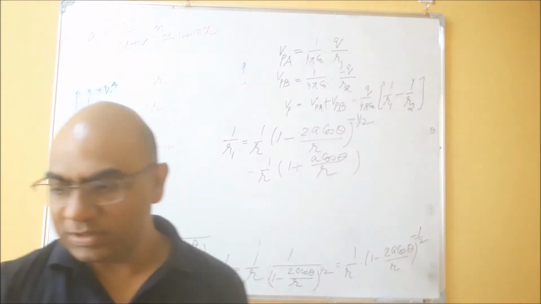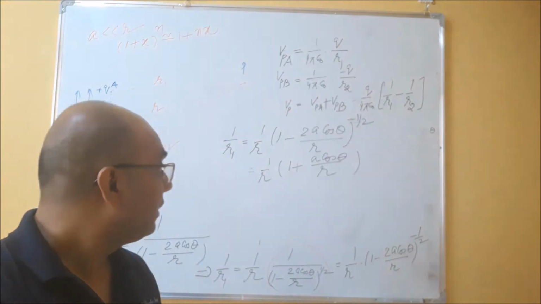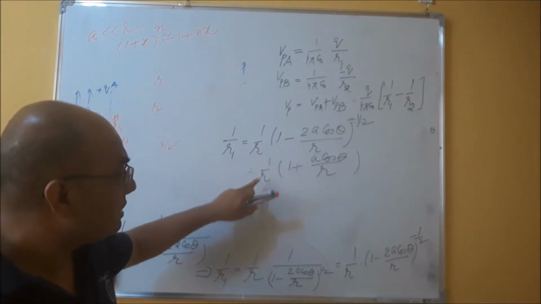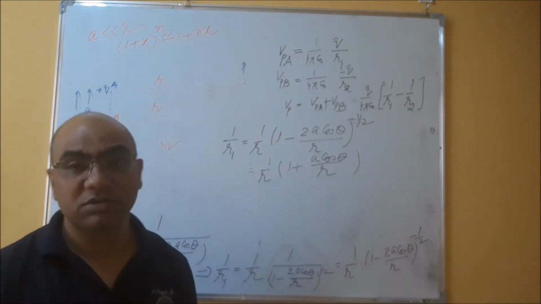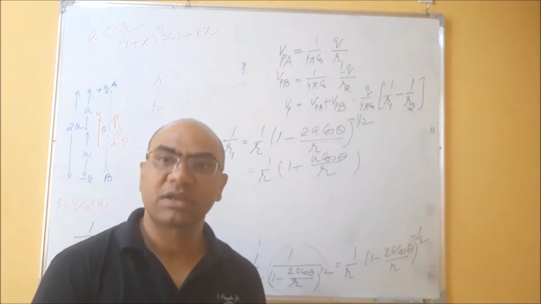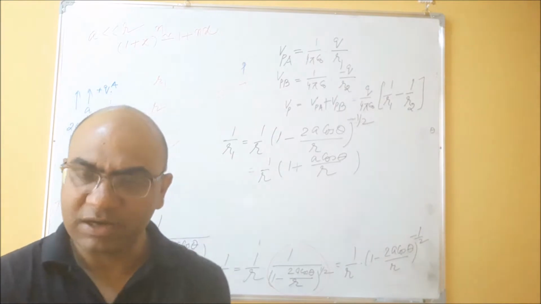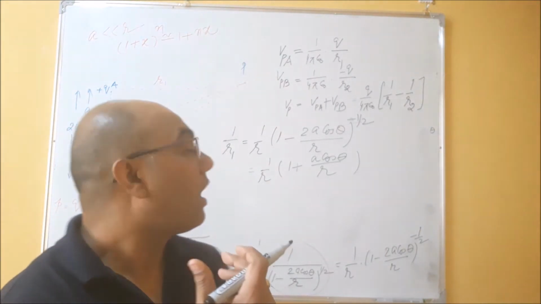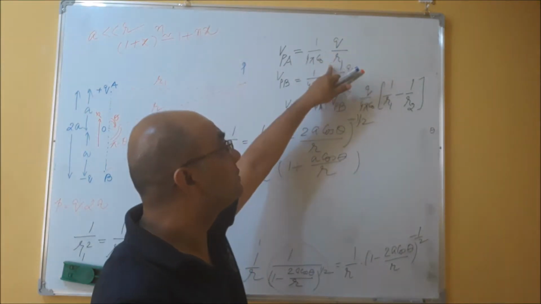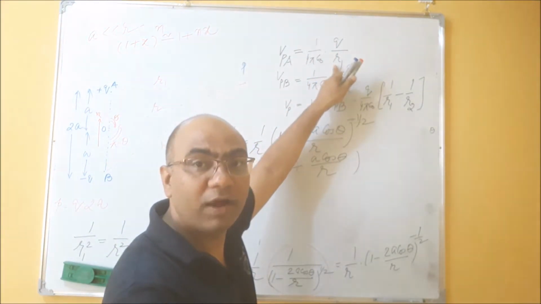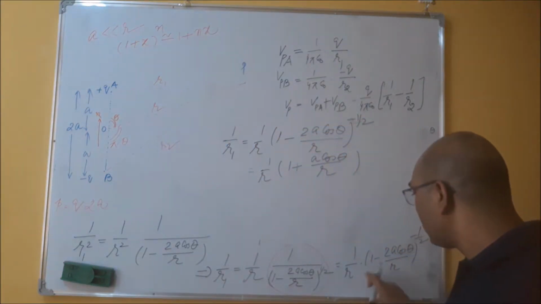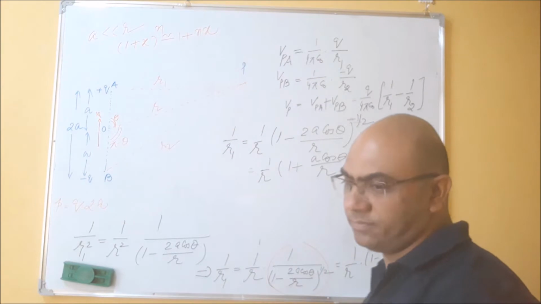Okay. So in simple words, I can say that yes, 1 upon r1 can be written as 1 by r into (1 plus a cos theta by r). I hope this concept is clear to you. Simply, I am using some mathematics to find the value of 1 upon r1 in terms of r, a and cos theta.